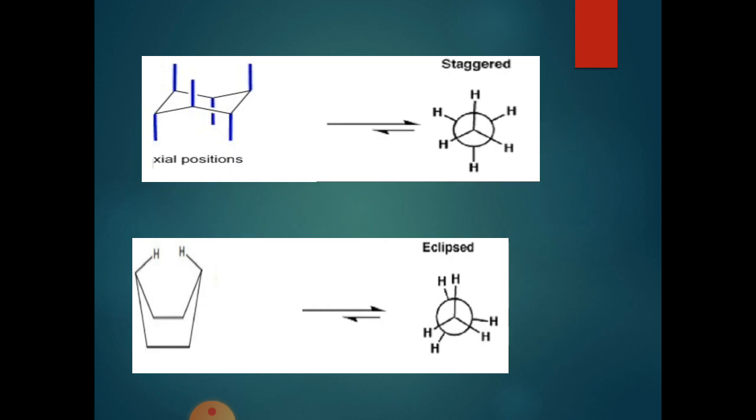Here we see two diagrams. The first is a chair conformation. The second is a boat conformation. In the chair conformation, all hydrogen atoms are staggered, while in the boat conformation, the hydrogen atoms are eclipsed. And we know that if the hydrogen atoms are eclipsed, then it creates torsional strain, or the torsional strain is maximum, while if the hydrogen atoms are in a staggered position, then the torsional strain is minimum or there is no torsional strain.